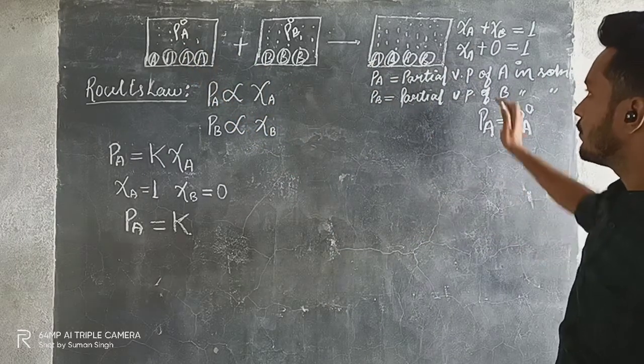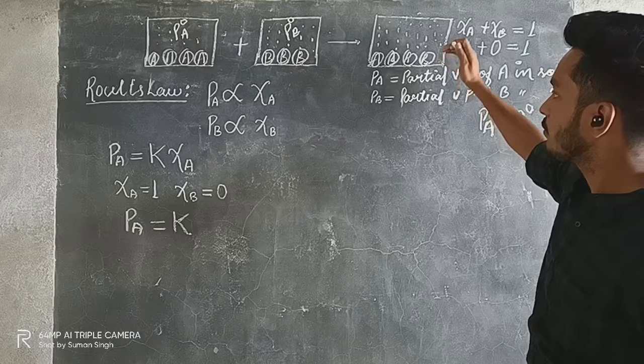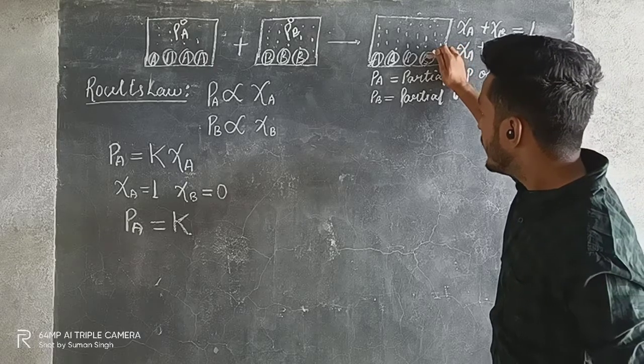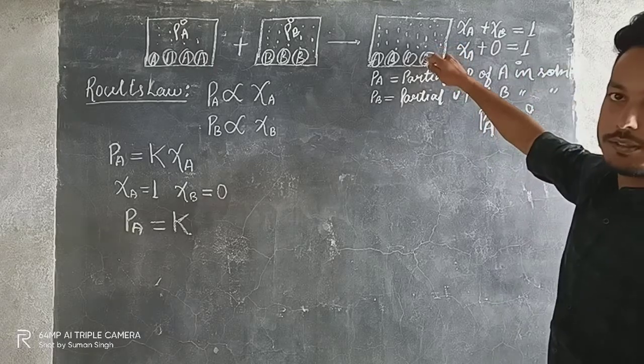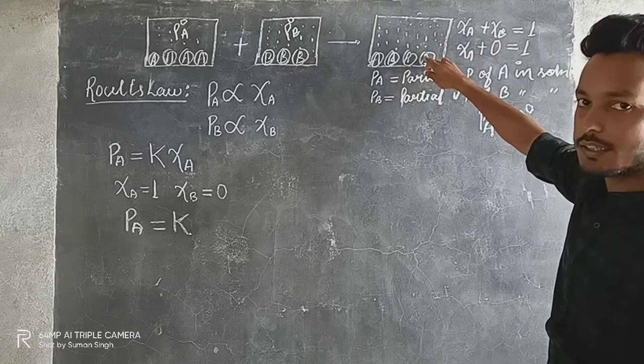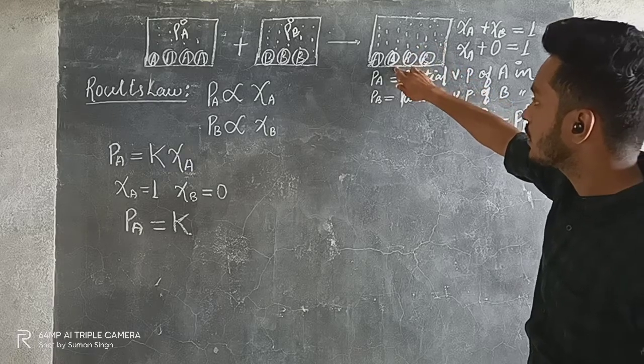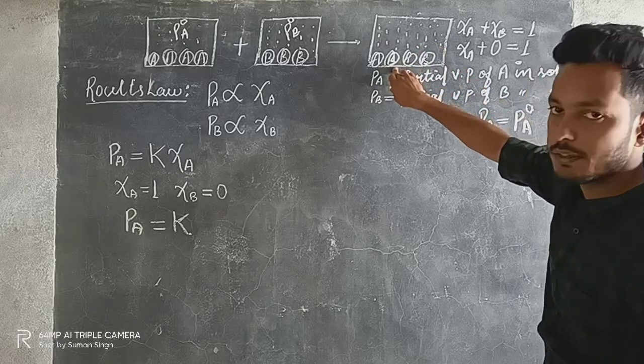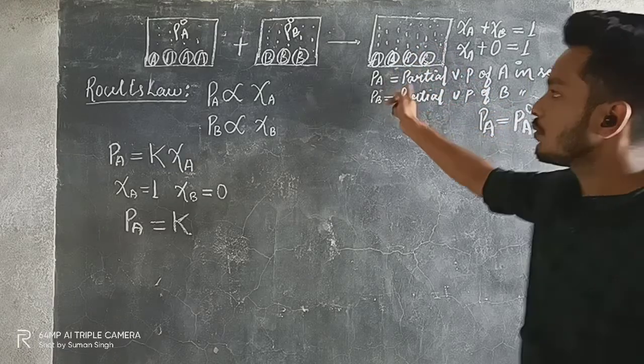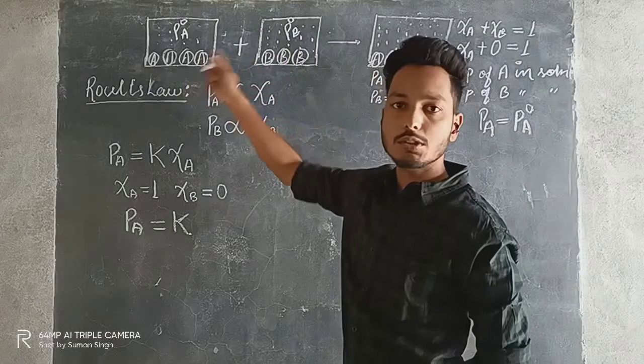I hope this is clear, because we are assuming here, once again I will explain, if only A is present here, then at that time whatever the partial pressure of this A will be, P_A, it will be equal to the partial pressure of pure A, because B is not there.